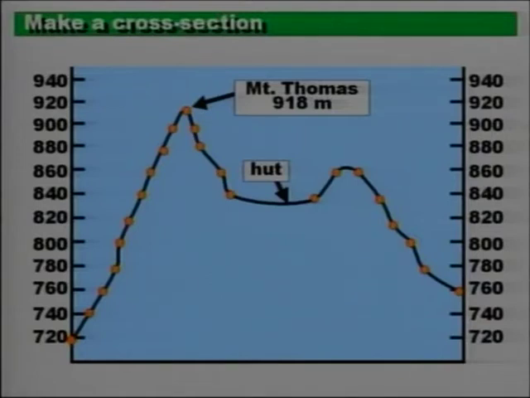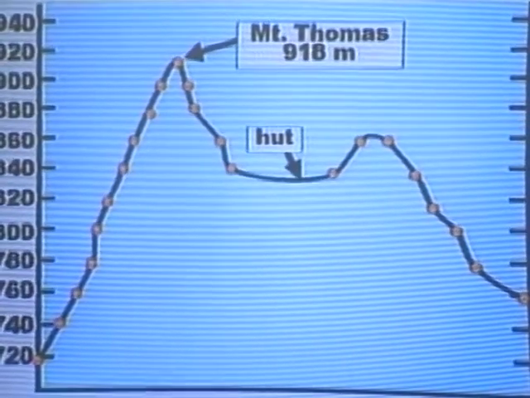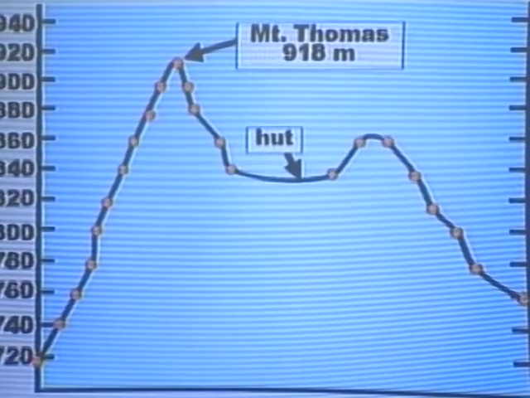You don't need to draw the man, you don't need to draw the tree, you don't need to draw the road or the hut or the river. All you need to put in on the cross-section is an arrow to indicate exactly where on the cross-section the feature comes in. Okay, you check, this is what you're supposed to have.